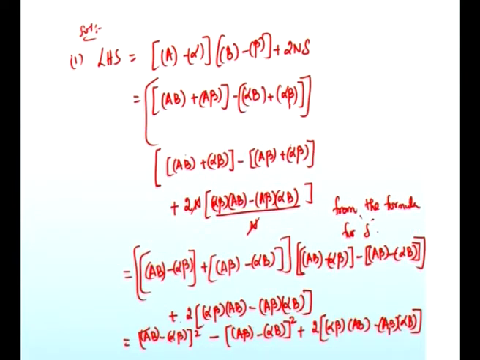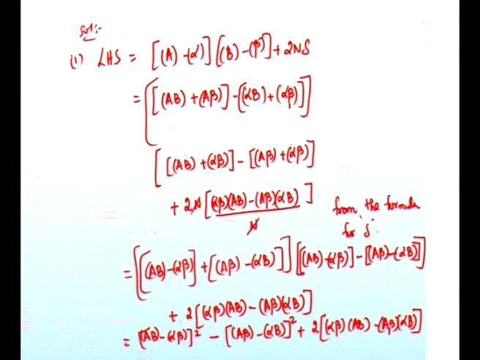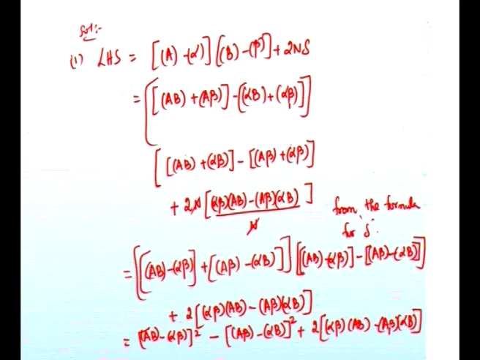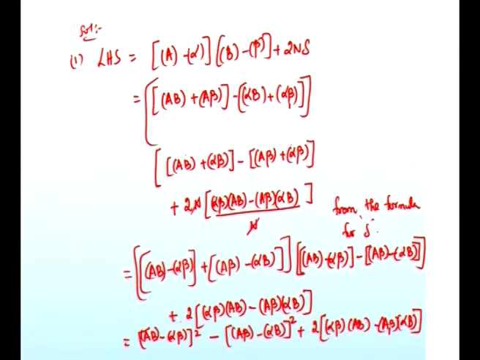So, AB minus alpha beta whole square is written as AB square plus alpha beta square minus 2AB into alpha beta. This is first bracket minus, what is the second one? A beta minus alpha b whole square. A beta whole square plus alpha b whole square minus 2 A beta into alpha b plus 2 into, what are the terms present? Alpha beta into AB minus A beta into alpha b.